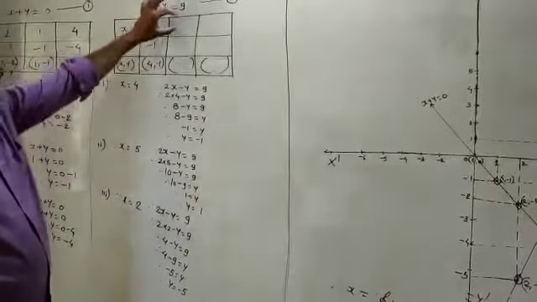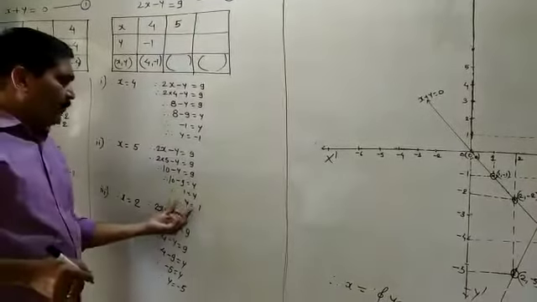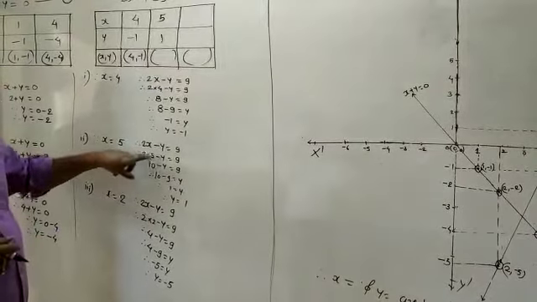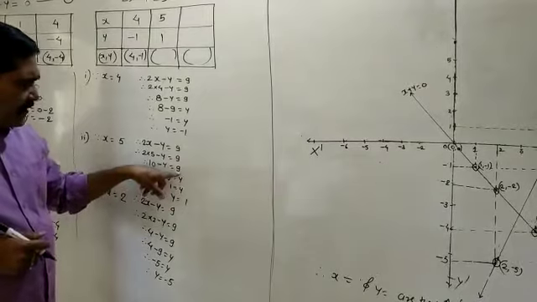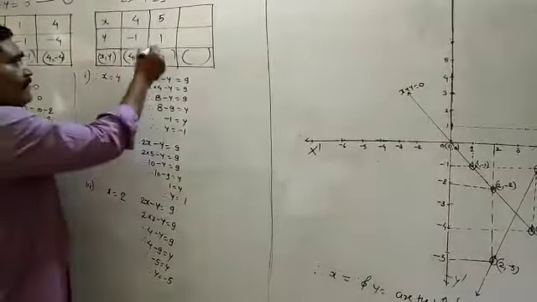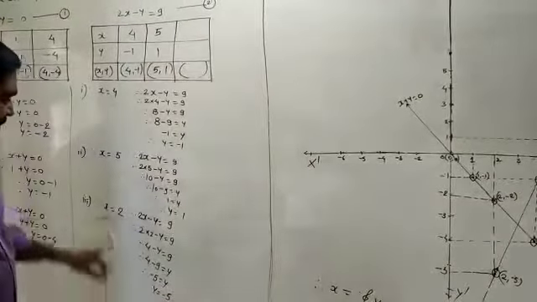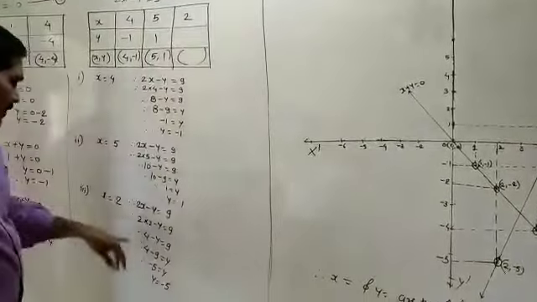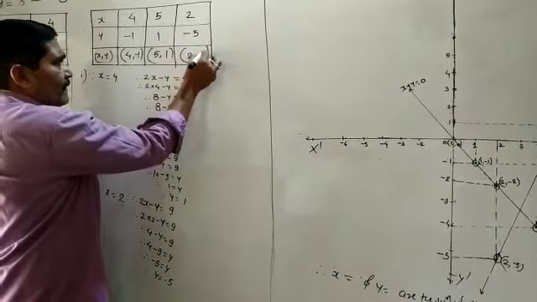In the same manner, consider x as 5. Here x is equal to 5, so 2 fives are 10. You have to transpose the minus y to that side, and it becomes plus y, and the plus 9 becomes minus 9. 10 minus 9 is equal to 1, so y is equal to 1, and the coordinates of this point are x coordinate 5, y coordinate 1. In the same manner, consider x as 2. That time the value of y will come minus 5, and the coordinates of this point will be (2, -5).